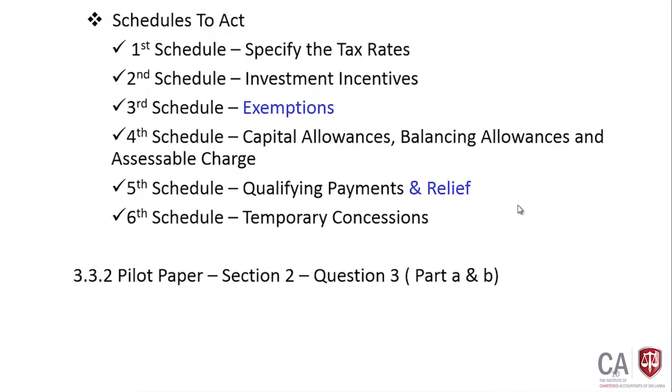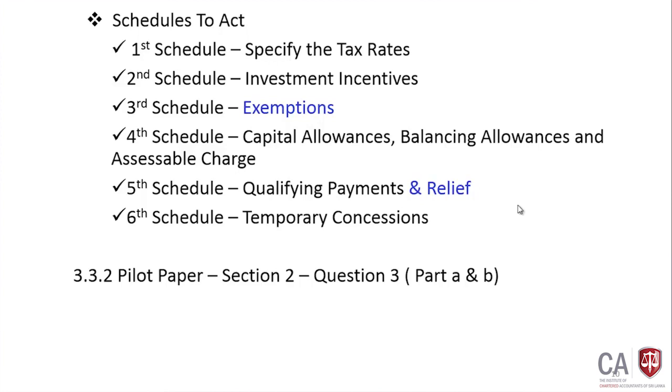Then schedules to the Act, very important. Why? Unlike the Act number 10 of 2006, in this Act particular schedules are given in a very orderly manner, which is very easy reference for you all. So if you are new to the Act, you can easily reference these things. Schedule 1 to schedule 6.